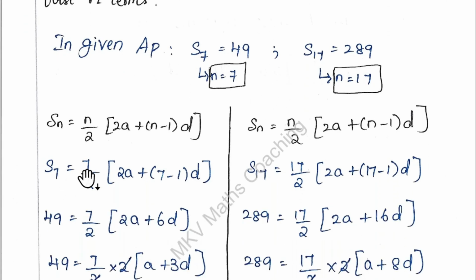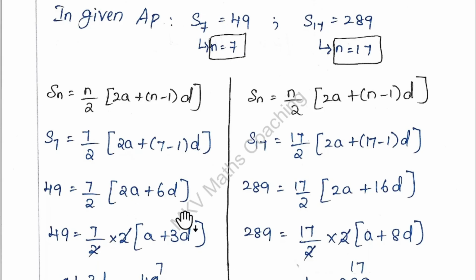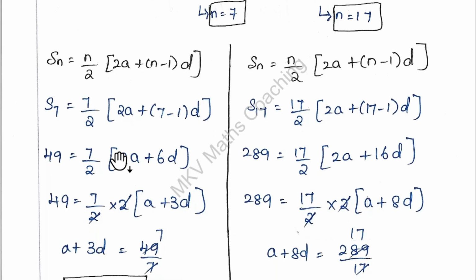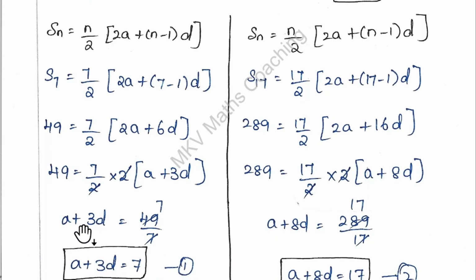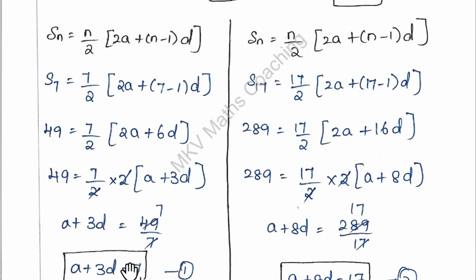Okay. So S7 equal to 7 by 2, 2a plus 7 minus 1 into d. So you're getting 2a plus 6d, and I'm taking 2 common out in this bracket. 2 will get cancelled, and a plus 3d, 7 I'm sending it as the division. So 49 by 7 will give you 7. A plus 3d equal to 7 in this equation.